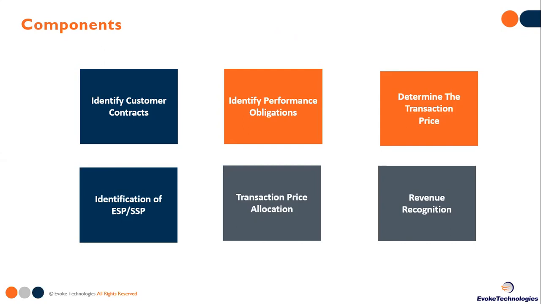So now let me summarize. First thing is identify customer contracts, and second is identify the performance obligations forming part of the contract, and third is determine the transaction price, and then identification of ESP and SSP, and finally the allocation of transaction price to the performance obligations in proportion of ESP, SSP, and then the final step is the revenue recognition and transfer of entries to GL.